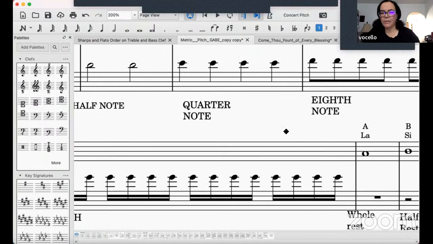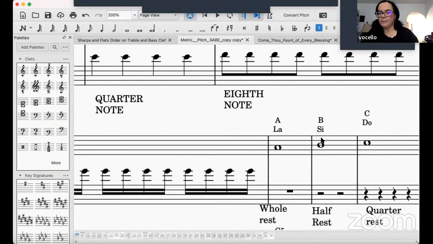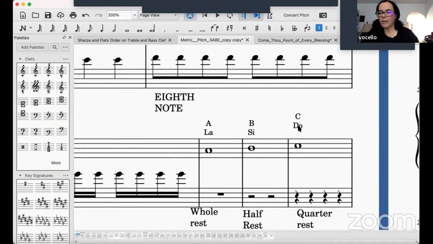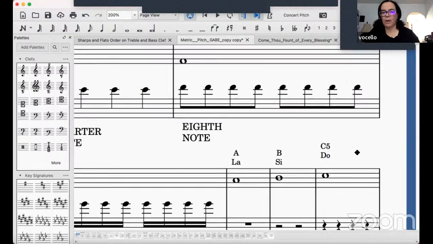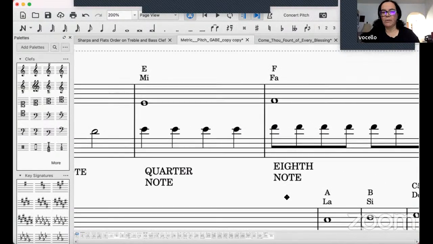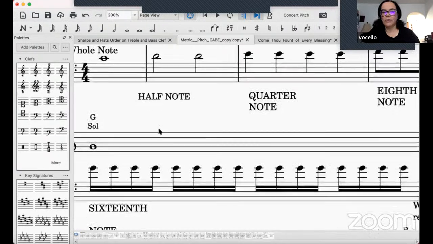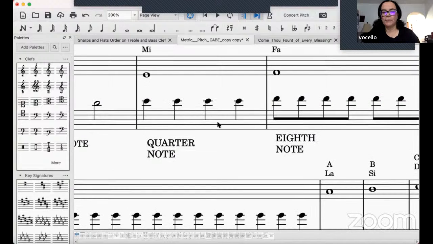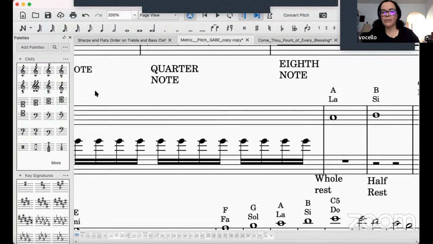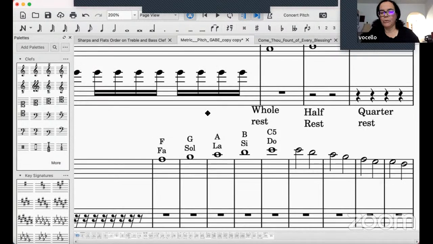The second space is A or La. The third line is B or Si. The third space is C or Do. This C is C5. It's 1 octave from the C4. Octave means 8 notes above. C, D, E, F, G, A, B, C. So 1, 2, 3, 4, 5, 6, 7, 8. One octave above the middle C or the C4.